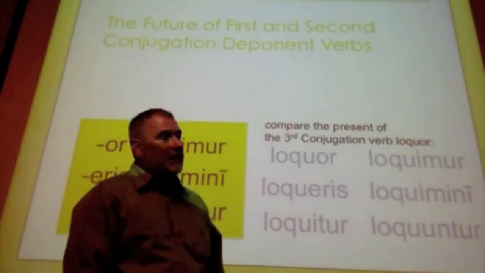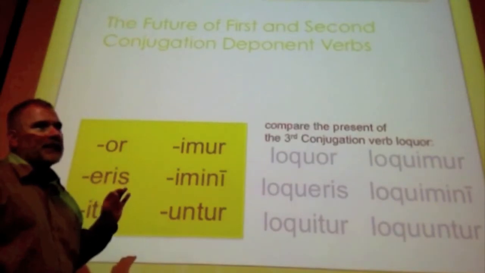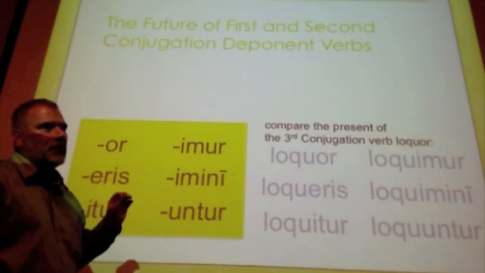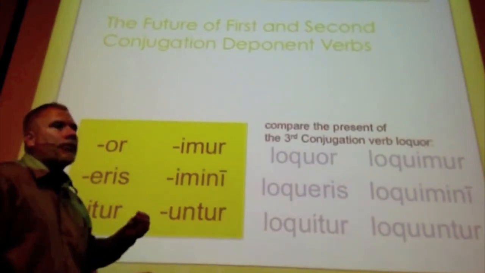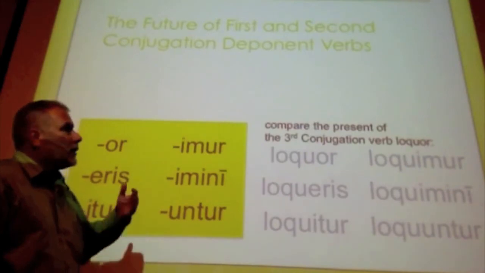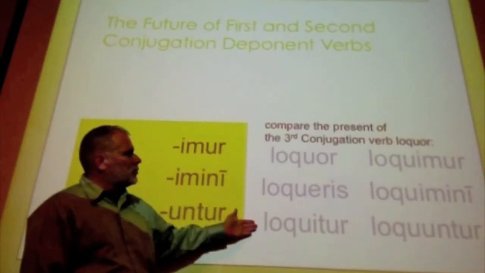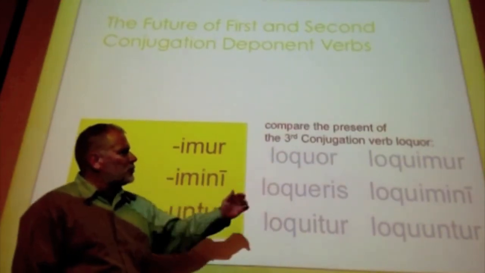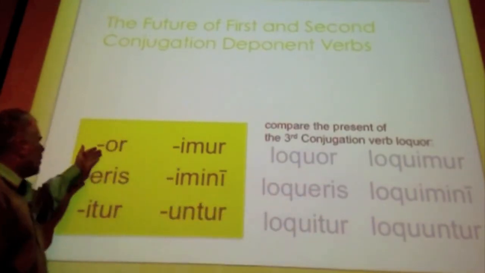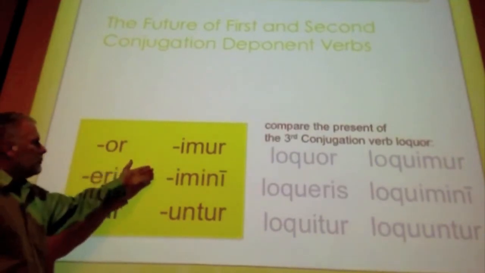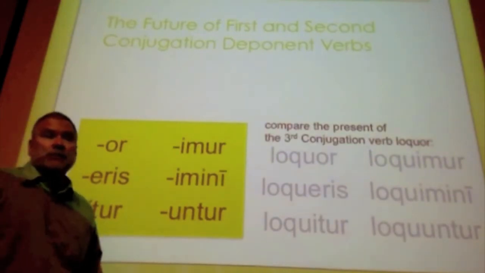But what endings do you use? It's the same story as before. The future of first and second conjugation deponent verbs uses endings on the future stem that are the same as the endings we learned for third conjugation deponent verbs. Here is a typical third conjugation deponent verb: loquor, loqueris, loquitur, loquimur, loquimini, loquuntur. If we remove the endings from this verb, we wind up with or, eris, itur, imur, imini, untur. And those are the very endings that we're going to use on the stems we just formed.